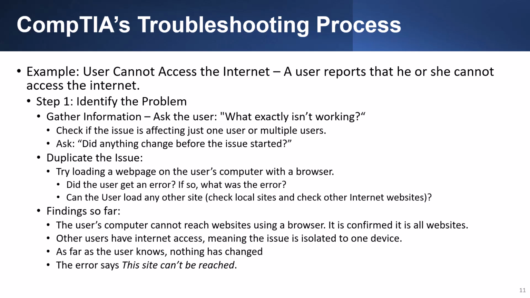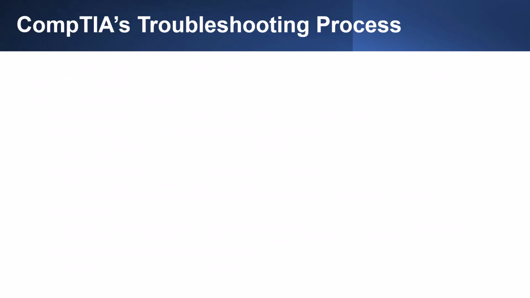Findings so far: the user's computer cannot reach websites using a browser. It is confirmed it is all websites. Other users have internet access, meaning the issue is isolated to one device. As far as the user knows, nothing has changed. The error says, this site can't be reached.